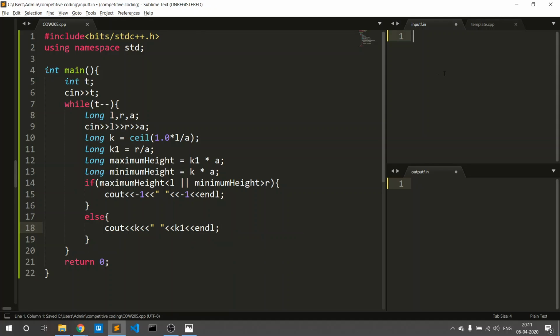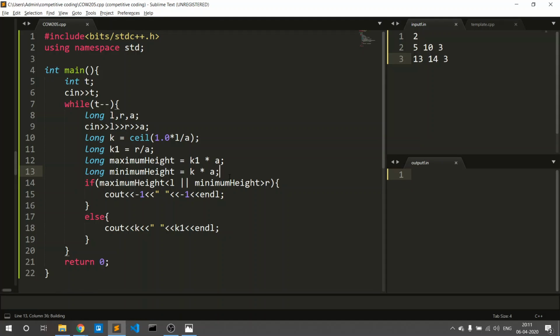Okay, it's done. So let's take the examples which we discussed now. Okay, done. So we can see that this is the answer and this is definitely the correct code. So that's it. Thank you.